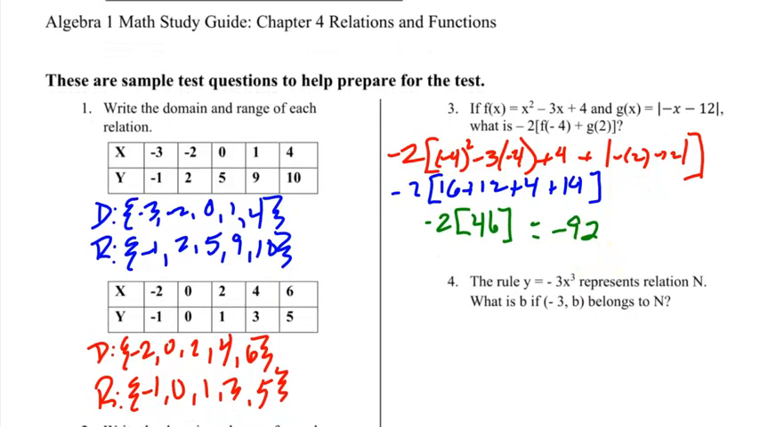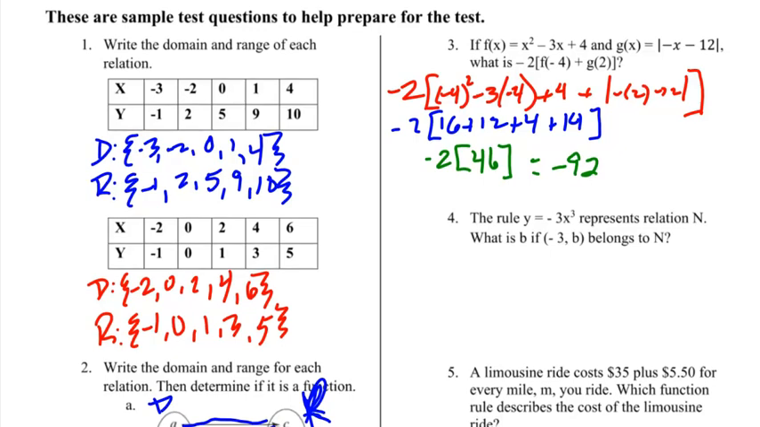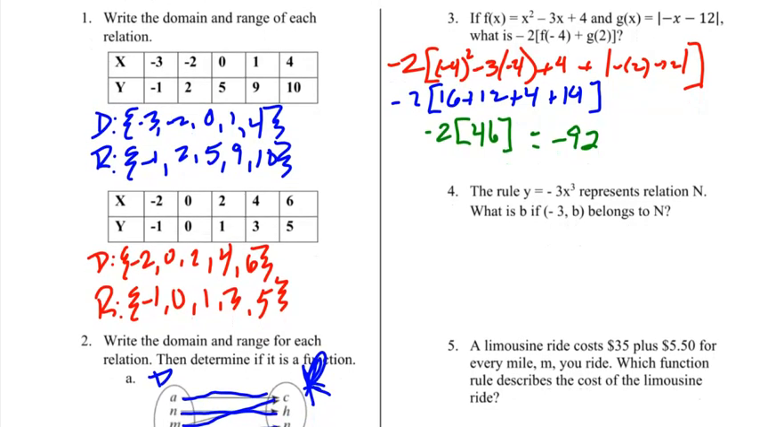Question 4. Rule y equals negative 3x cubed represents relation n. What is b if negative 3 comma b belongs to n? So for this one, they're giving me a coordinate that works on it. So if I substitute these in, this is my x and this is my y. So I'm trying to find my y, so I'm going to put a b in for y.